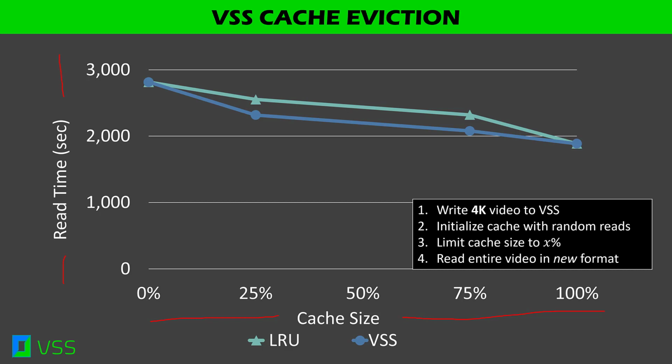We show runtime for both VSS, along with a vanilla least recently used (LRU) eviction policy. And here we can see that the details matter. VSS is able to offer improved performance relative to LRU by paying attention to those low-level video details.